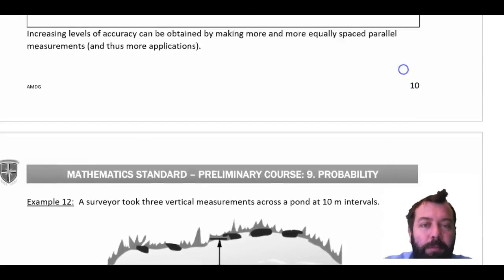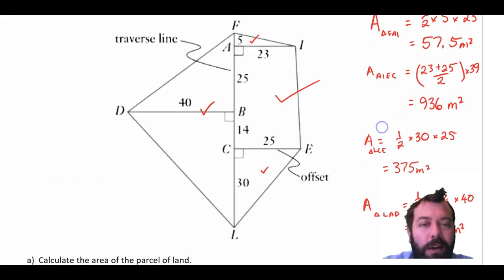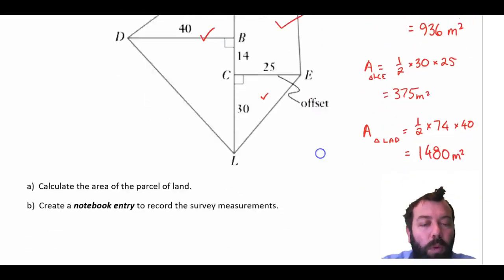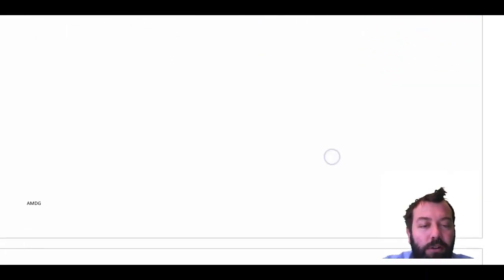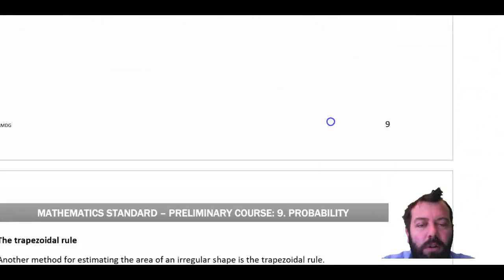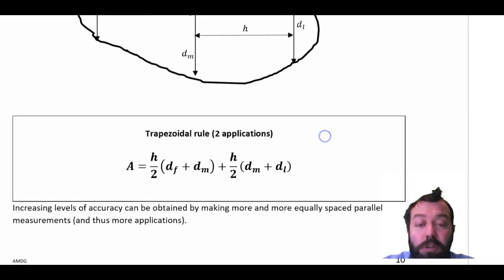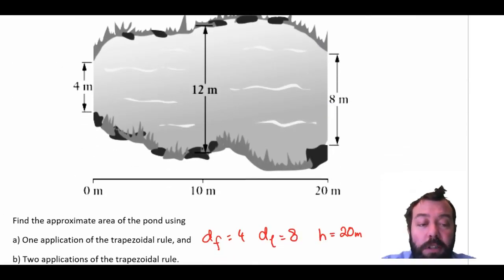Okay, so a couple of things in this exercise, and the video is getting away from us now, but we looked at offset surveys and calculating the area using a combination of triangles and trapezia. We looked at a notebook entry, which looks a little bit like a double-sided stem and leaf plot, although in practice that's not exactly how it works. And then we looked at the trapezoidal rule using 1 and 2 applications. That is a lot to take in.